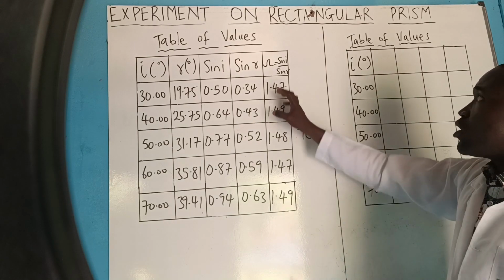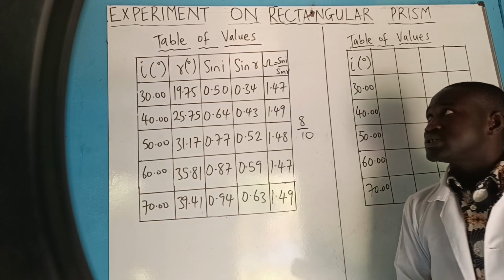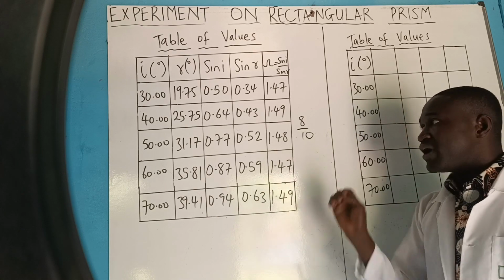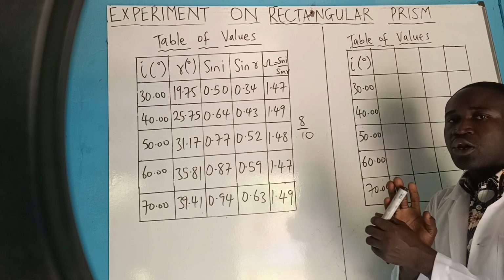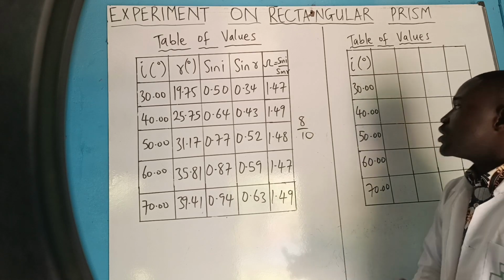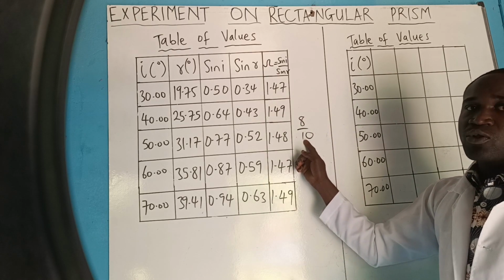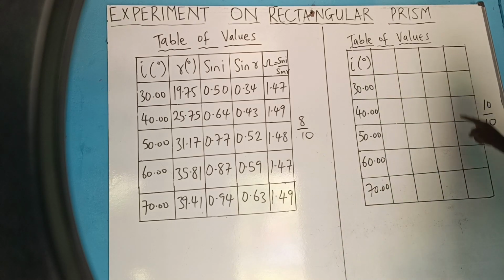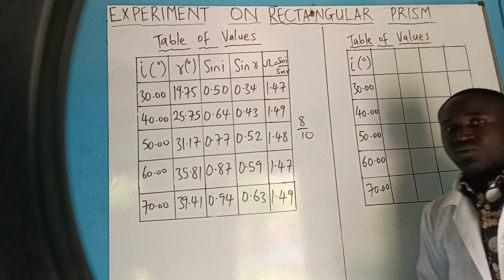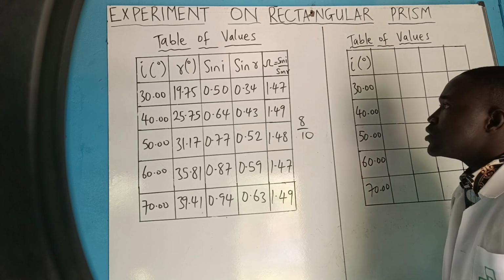Okay, so after you are done with this experiment on the rectangular glass prism, that is, you've gotten your table of values, you've plotted your graph, and you have answered all the questions they ask you. If someone submits this table, it will get about 8 over 10. But if someone submits this table, it will get about 10 over 10. The question is, what is the difference?